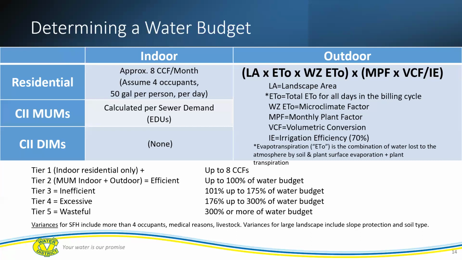And then just a quick note, I listed some of the variances we provide. We do have a variance if there are more than 4 occupants in a home, also for medical reasons, and as I mentioned, livestock. And even for dedicated irrigation meters, if there are large landscape areas that are required to be 100% turf for slope protection purposes, we'll provide a variance for that, or for unique soil types.